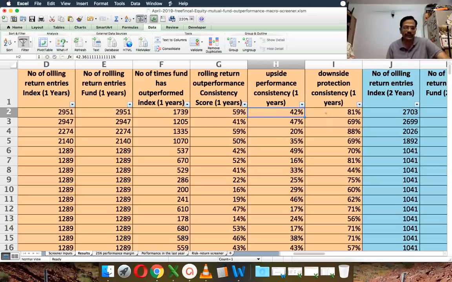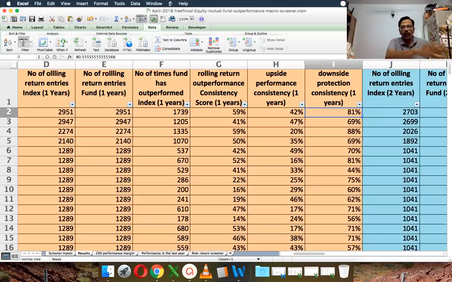What is more important is something called downside protection. That is, during those every possible 1 year periods, when we look at monthly returns, when the index gave a negative return, did the fund fall more than the index or less than the index? So the fund fell less than the index with 81% consistency. So that's pretty decent, right?